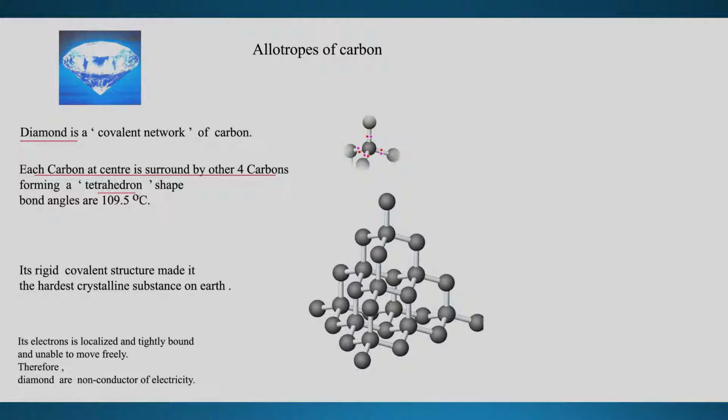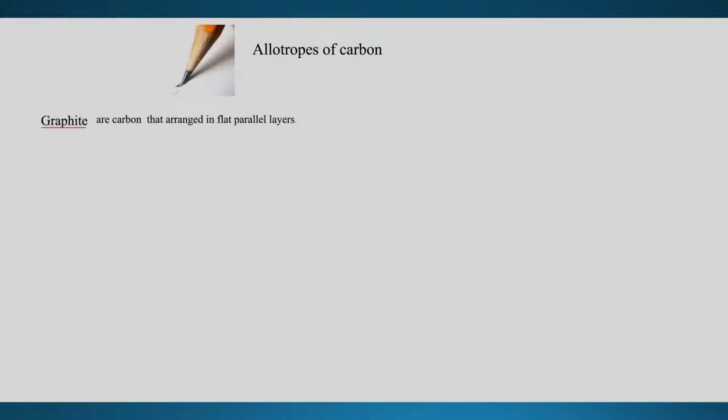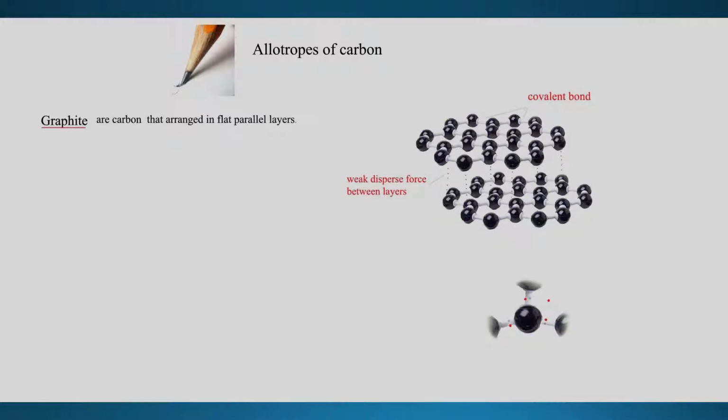Now let's look at another example. How about graphite? Graphite has a very different structure. The carbons are arranged in flat parallel layers. What do I mean by flat parallel layers? Look at this structure. Instead of forming tetrahedrals, they form a sheet of carbon, with another sheet of carbon, and another further sheet, so many different sheets of carbon together.